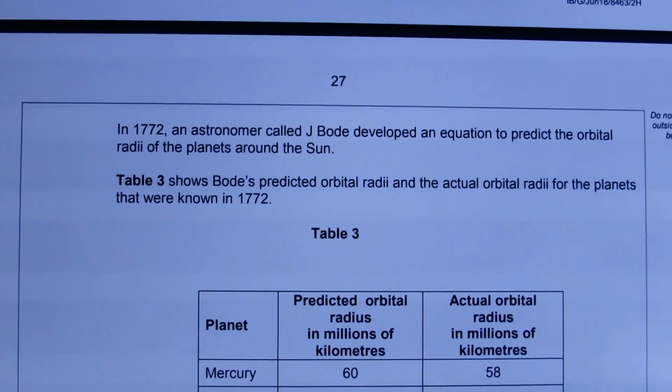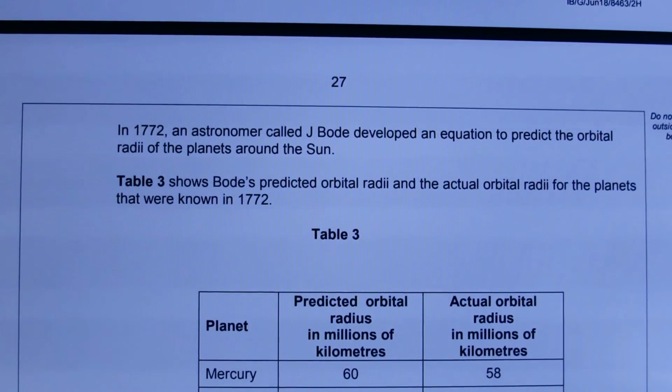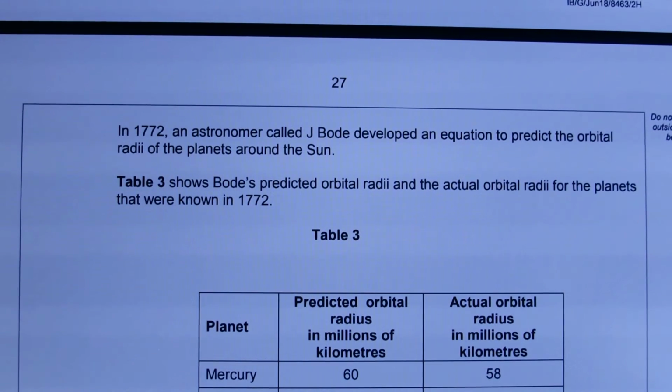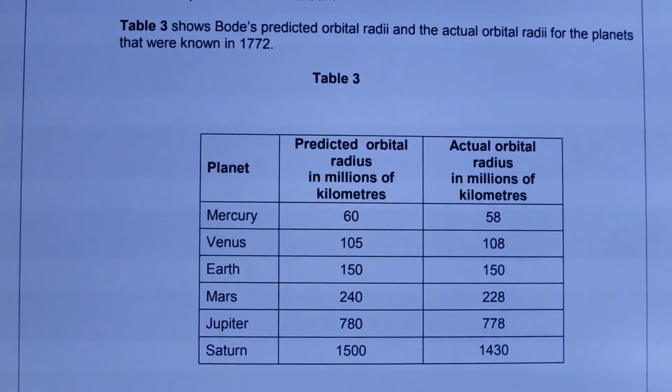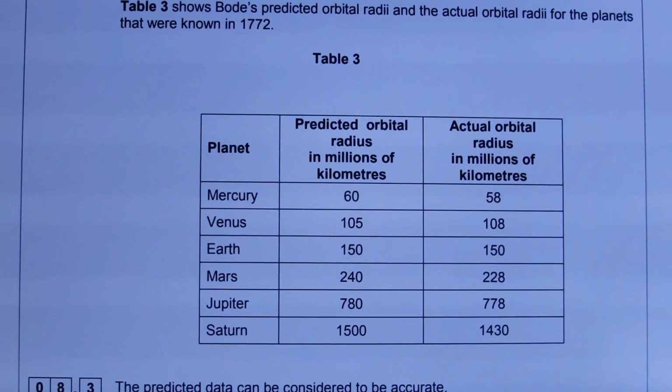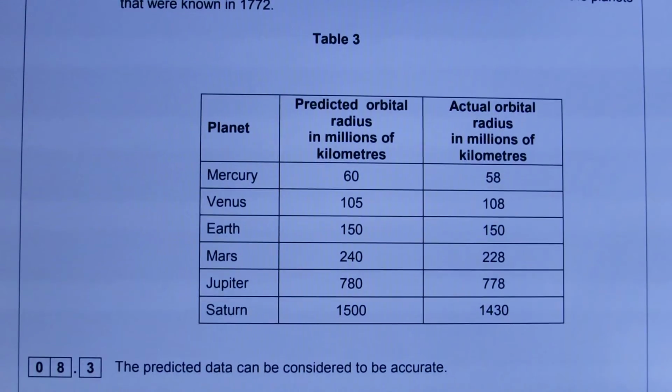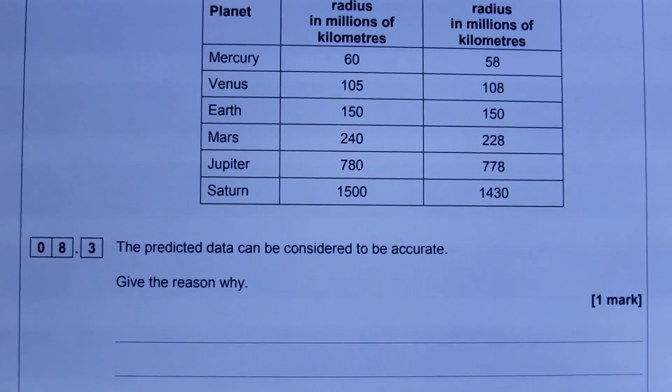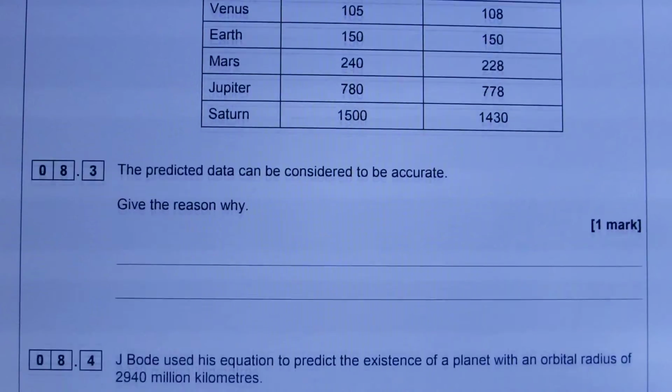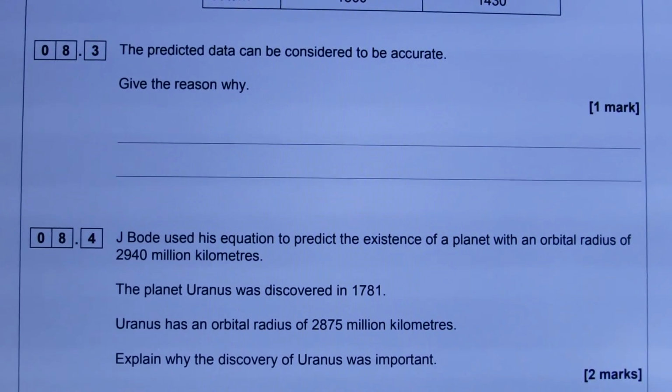An astronomer called J. Bode, good for him, or Bode, I guess, developed an equation to predict the orbital radii of the planets around the Sun. Predicted radii and actual orbital radii that were known in 1772: 60, actually 58; 105, actually 108; 150, actually 150; 240, actually 228; 780, actually 778; 1,500, actually 1,430 million kilometres. The predicted data can be considered to be accurate. Give the reason why. Well, they're all within 2%. Will that do? They're all within 2%. They only want 1 mark.